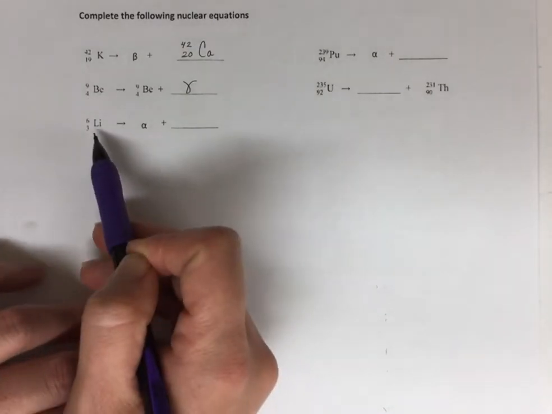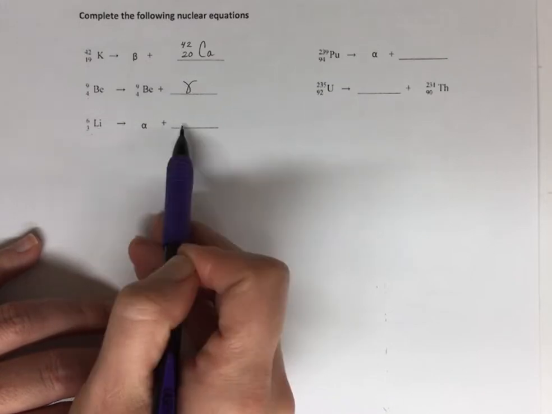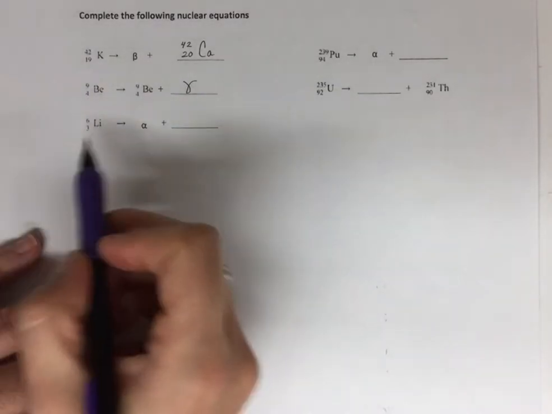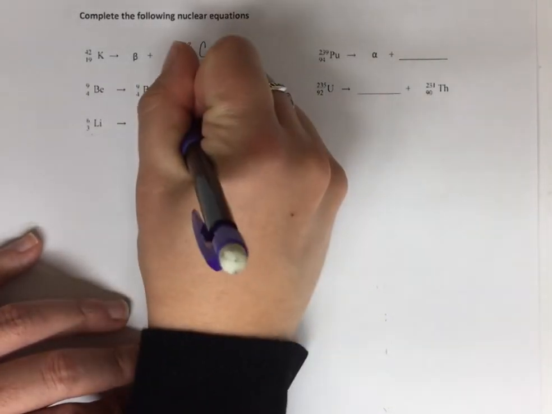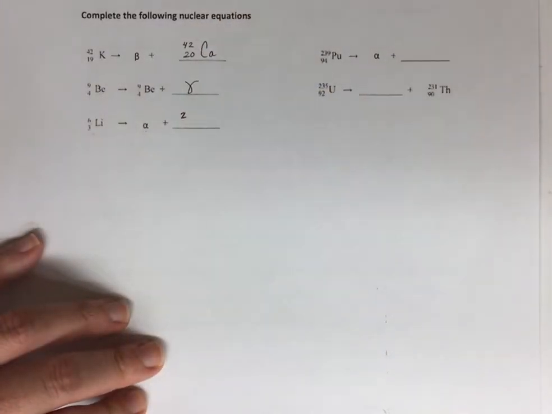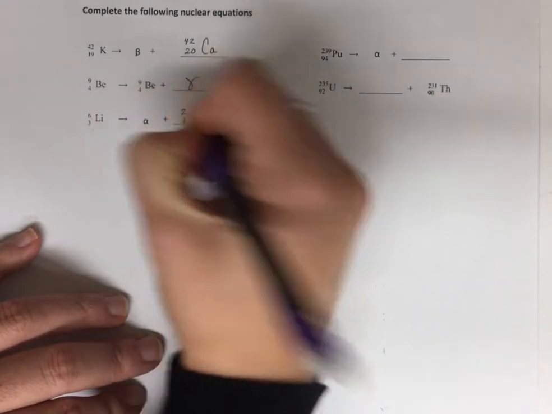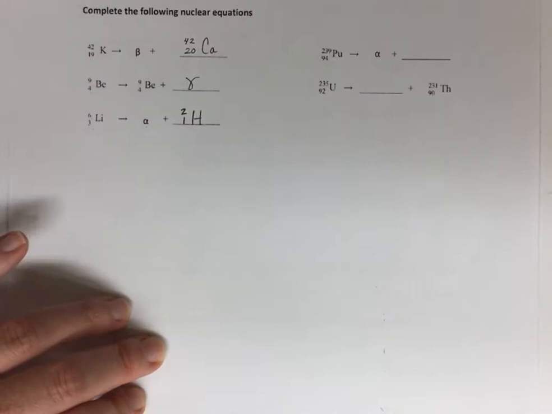And then here we have our starting element. We know it's an alpha decay, so we have to put our new mass number, atomic number, and element. For an alpha decay, our mass number is going to go down by 4, so that's going to become a 2. And then our atomic number is going to go down by 2 because you've lost 2 protons. So this is going to be a 1, and number 1 on the periodic table is hydrogen.